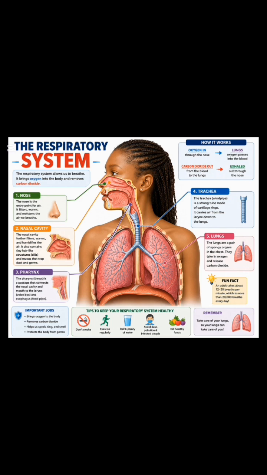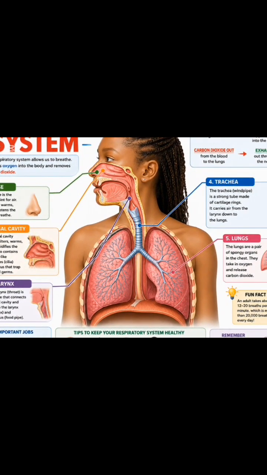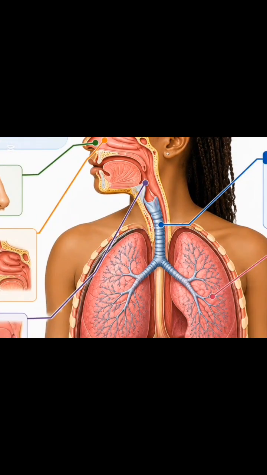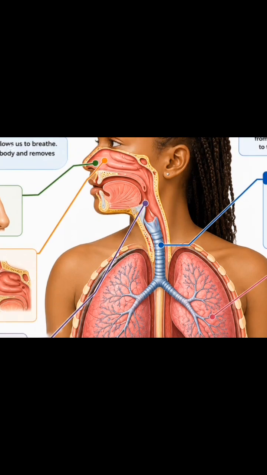I'll be briefly explaining the respiratory system. The respiratory system is the exchange of gases. Oxygen goes into the body and carbon dioxide comes out of the body. The structures that form the respiratory system are the nose, the nasal cavity, pharynx, trachea, and lungs.